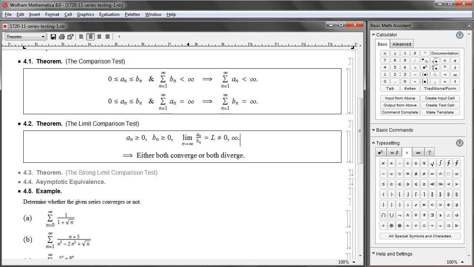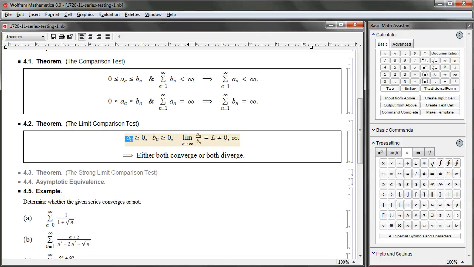Now the limit comparison test is a little bit trickier, but it'll turn out to be a little bit more useful. Why is it more useful? It'll turn out that dealing with inequalities can be tough, possible but tough. But this time you're dealing with equality, so that's a bit easier. If the limit of the ratio is L, which is neither 0 nor infinity, then both series converge or diverge at the same time.